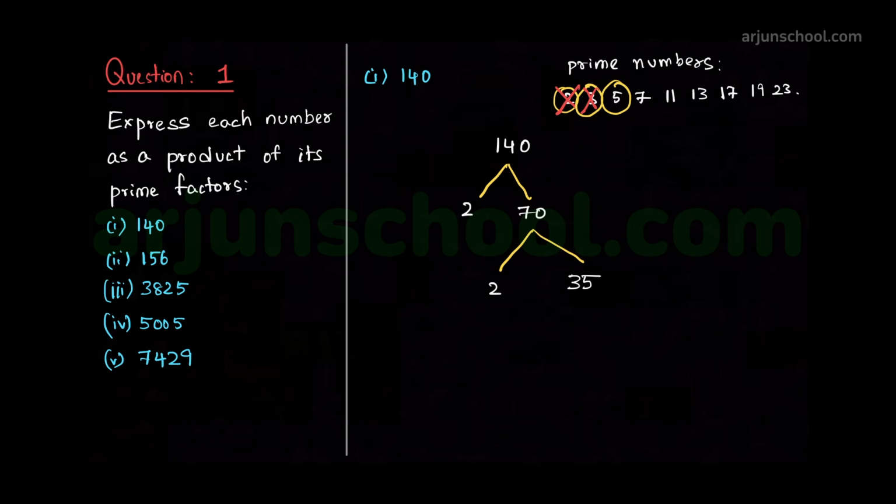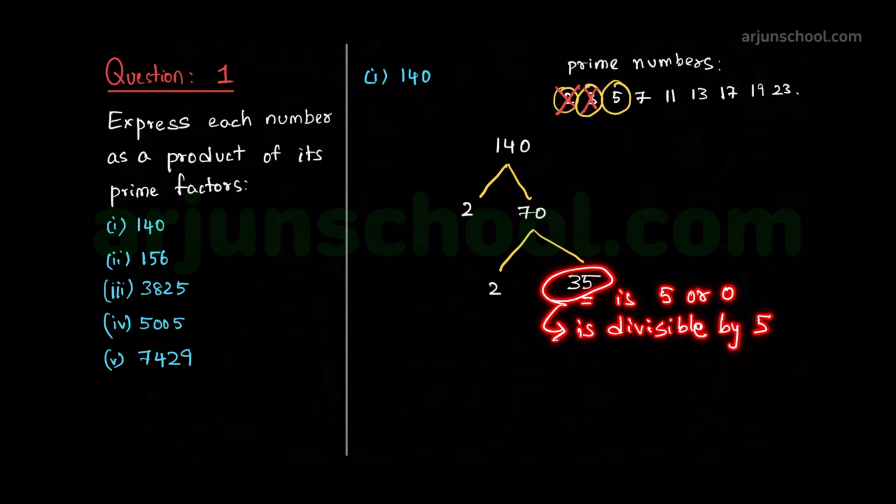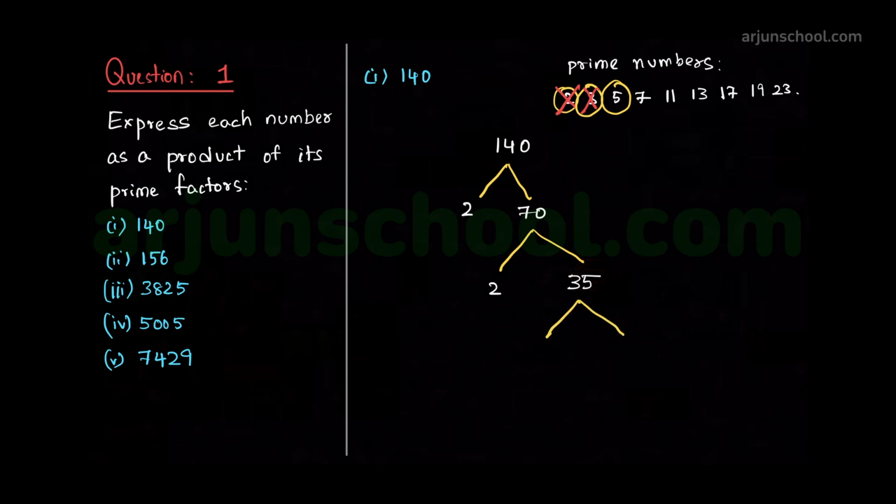Let us try the next prime number, which is 5. The last digit of 35 is 5. Therefore, it is divisible by 5. Divide 35 by 5. 35 divided by 5 is 7. Now we get 7. The number 7 is already a prime number. Therefore, we can stop the division process.